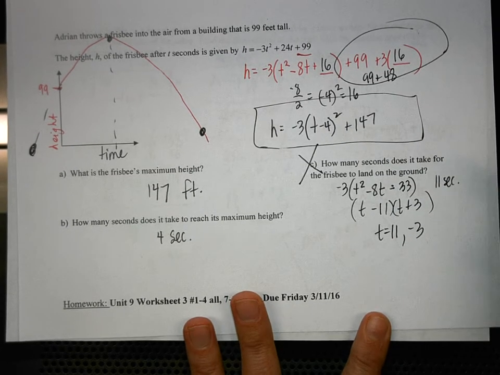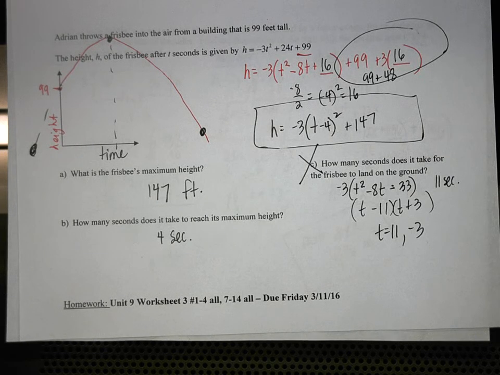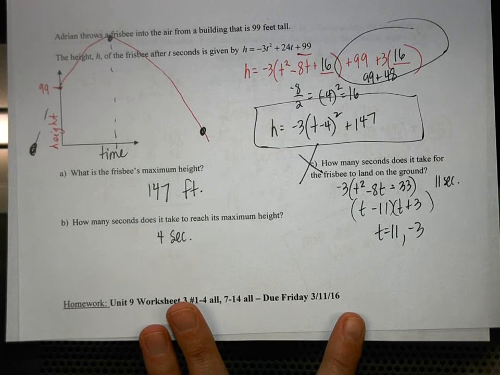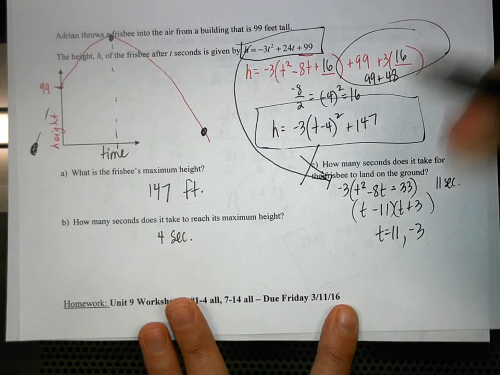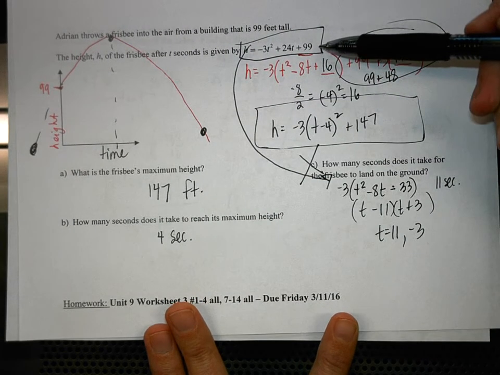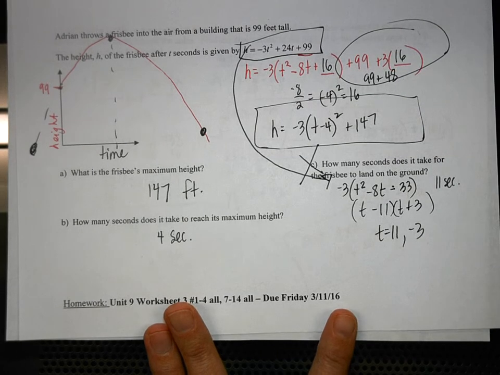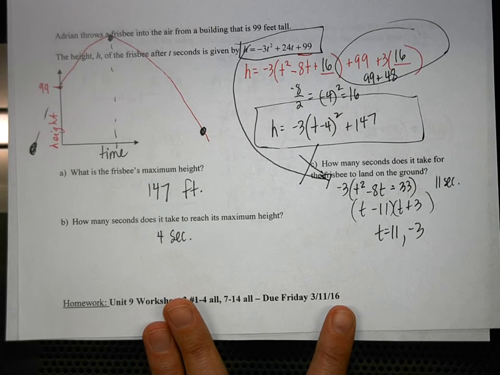But again, you don't need to know that part. Where did you get 33? Right here, the original equation is where I got this from. And so when I factored out negative 3, 99 divided by negative 3 makes negative 33. Any other questions?